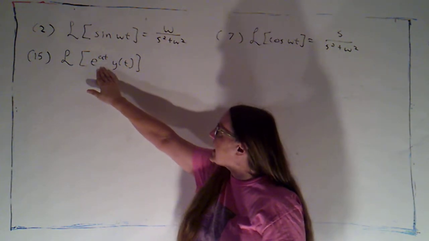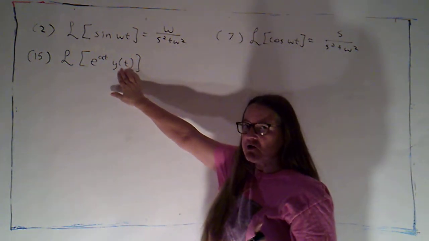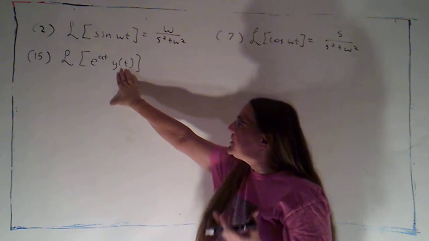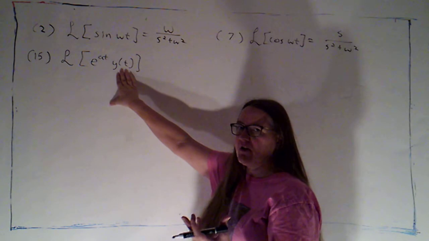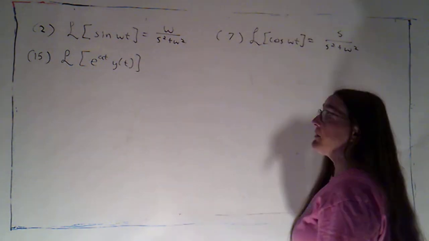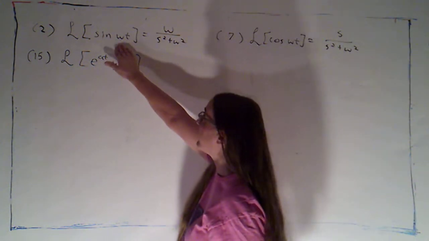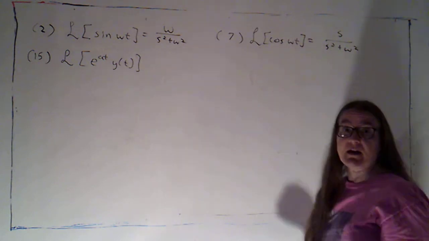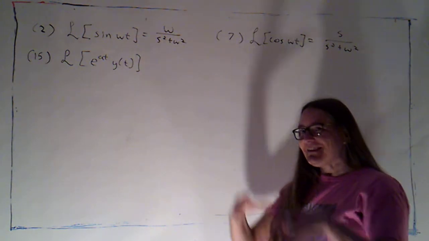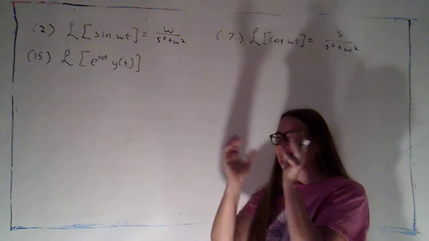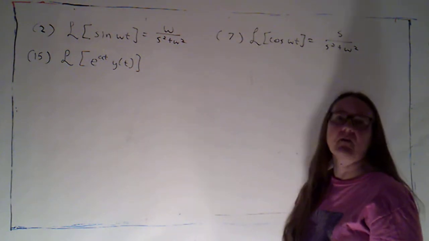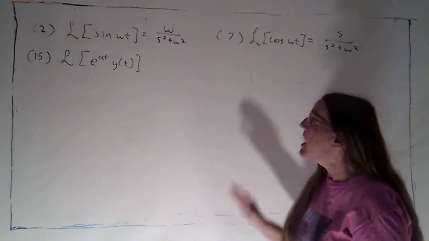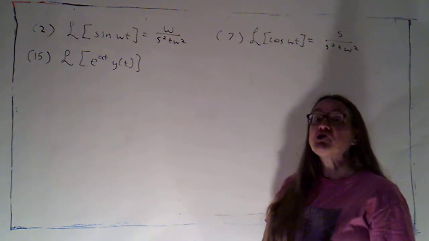Okay, what I want to take a look at is what happens if I take the Laplace transform of e to the at times some function y of t, where the Laplace transform here is a known Laplace transform. I'm mostly going to be applying this when y of t is either sine omega t or cosine omega t, because we've seen that an exponential function times sines and cosines shows up a lot, particularly when we're talking about harmonic oscillators. But I'm going to just derive this in general.